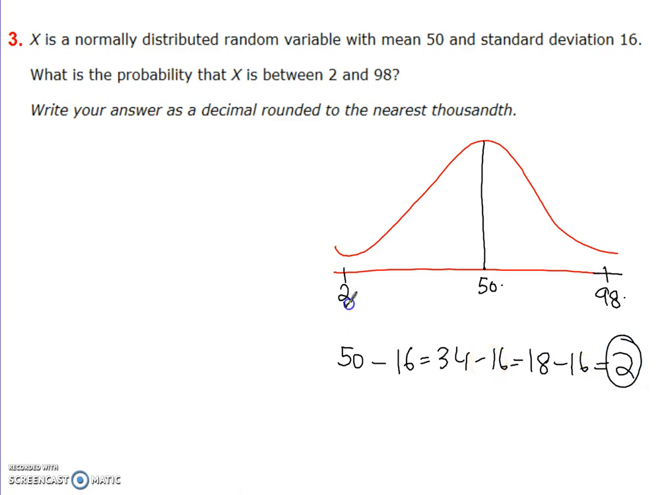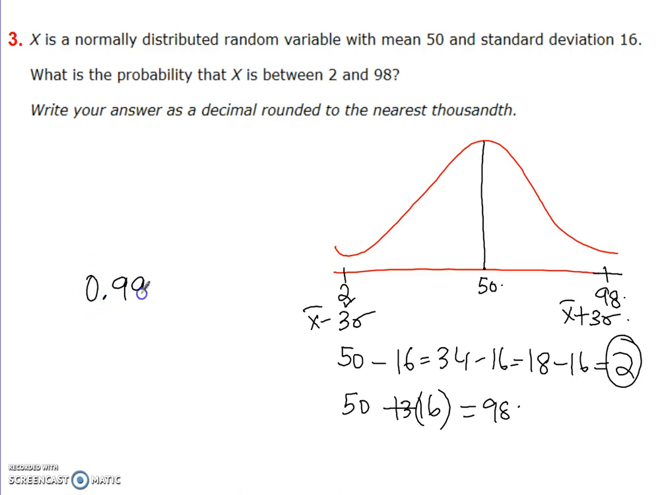So I got my number over here, so we know it's x bar minus 3 standard deviations. And if you check the other side, you will find out that you have to add 16 3 times to get 98. So that's x bar plus 3 standard deviations. So that answer automatically has to be 0.997. Okay, that's what the formula says.